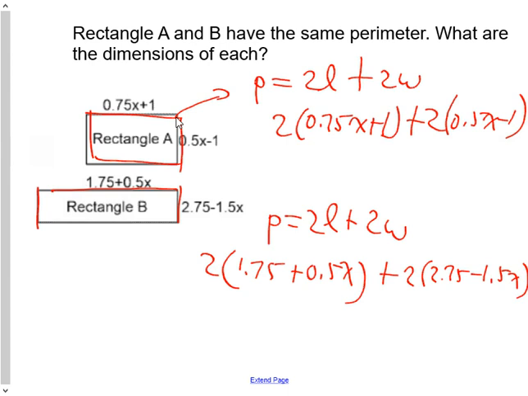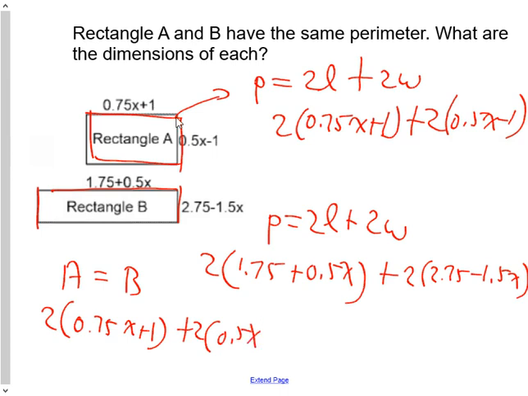So now what we have to do is say that the perimeter of rectangle A is equal to the perimeter of B, or 2(0.75x + 1) plus 2(0.5x - 1) is equal to the other one. And I'm really lazy, so I'm just going to grab this one real quick.